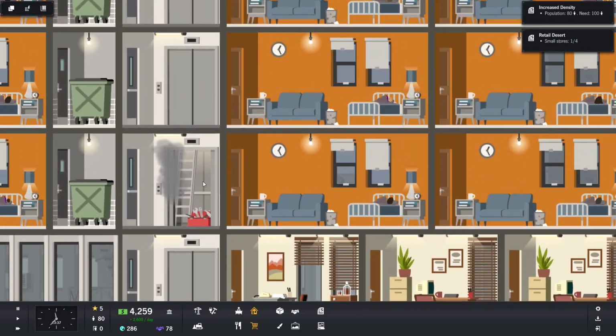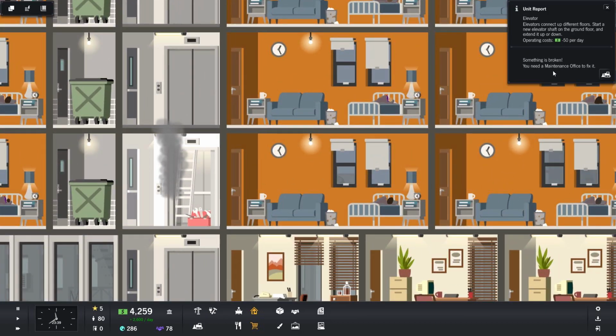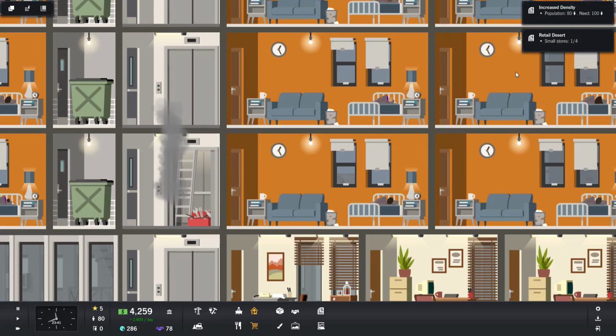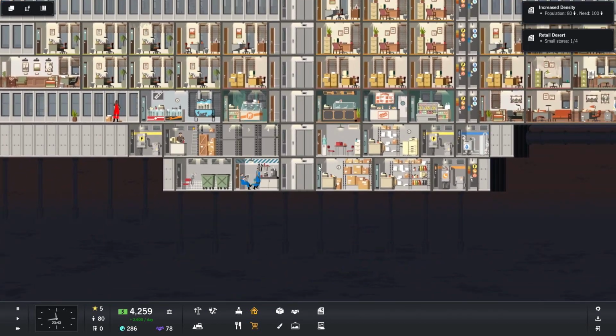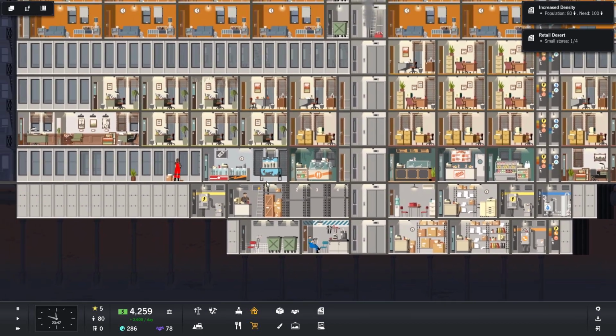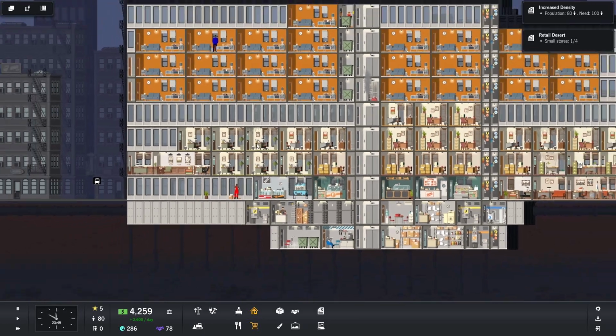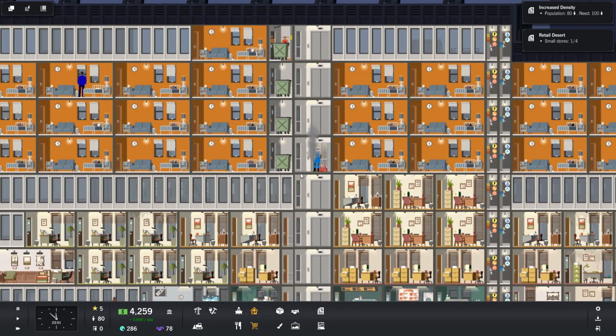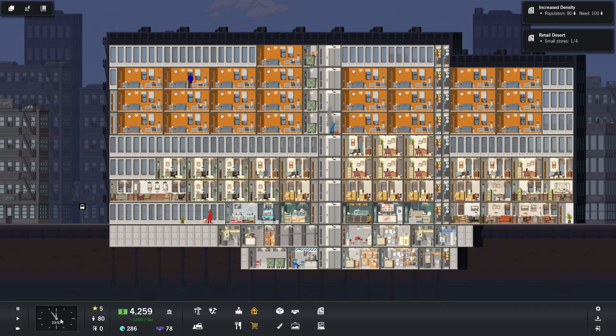And here we have an elevator that's out of order. Apparently it's broken, but we have our maintainers, our fixer-uppers, what are they called? The maintenance office, so they should get on that as soon as possible. They're just sitting around right now. Oh yeah, right there he is. He's now fixing it.